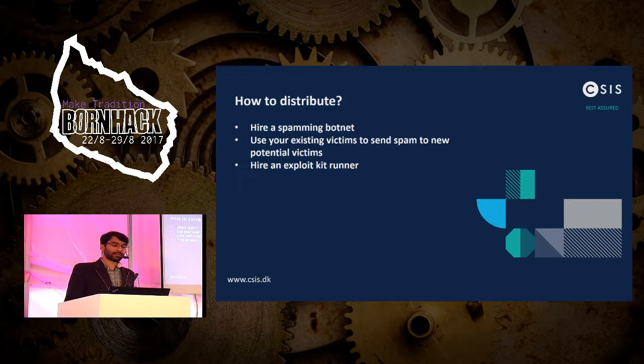Now, how do you do that part as a criminal? So you can hire a spamming botnet. There are botnets with an insane amount of bots in them, and they use those bots to send emails, so they can't be easily blocked. You can of course hire them, and they will do the job for you. You can use your existing victims. So if you have built a considerable size botnet yourself, you can use your existing victims to send emails to potential new victims, and this way you can grow your botnet basically.